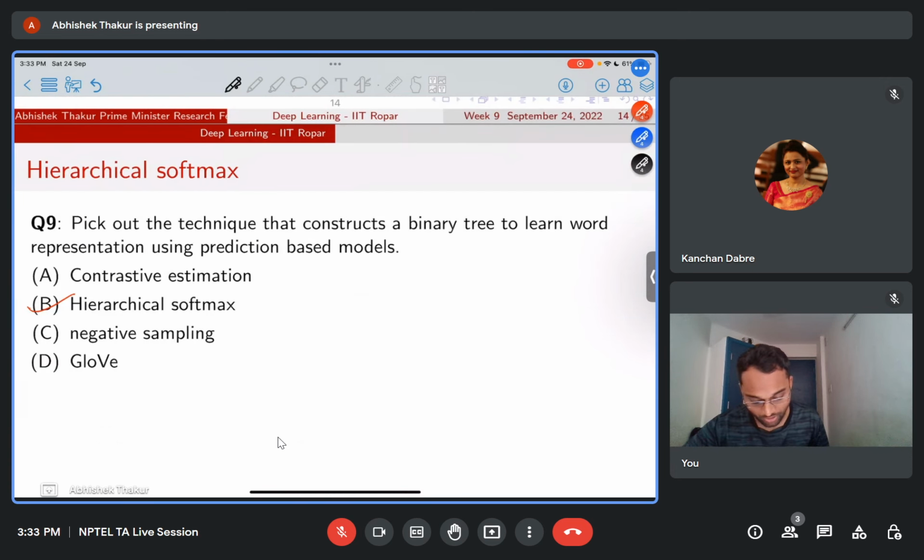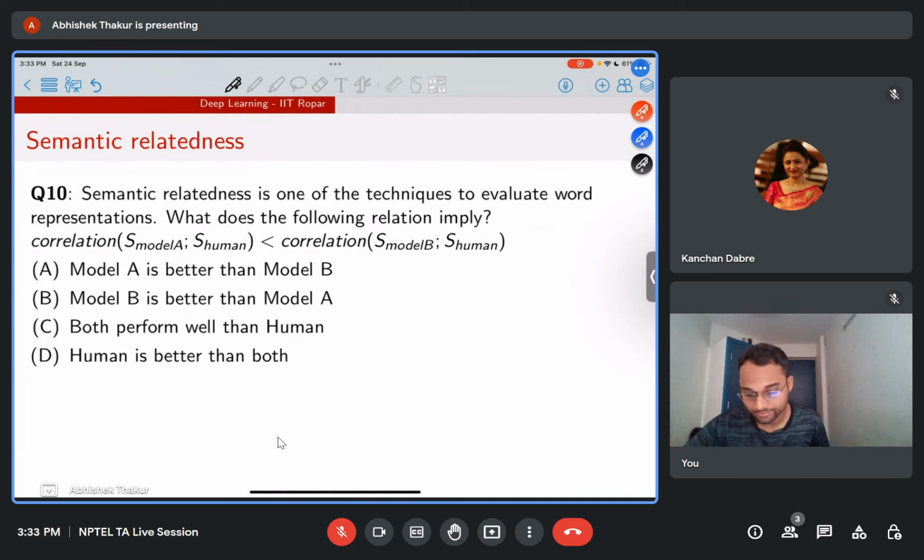Now we'll move on to the next question, that is question 10th, that is based on semantic relatedness. What is semantic relatedness? First, we just judge the situation. Let's suppose a human judges the similarity between a pair of words. And the same thing you compute using our model and just see how much these are similar. So given a large number of such word pairs, compute the correlation between the scores predicted by human and the scores predicted by our neural networks, and then just see which has more similarity. That will be the better model.